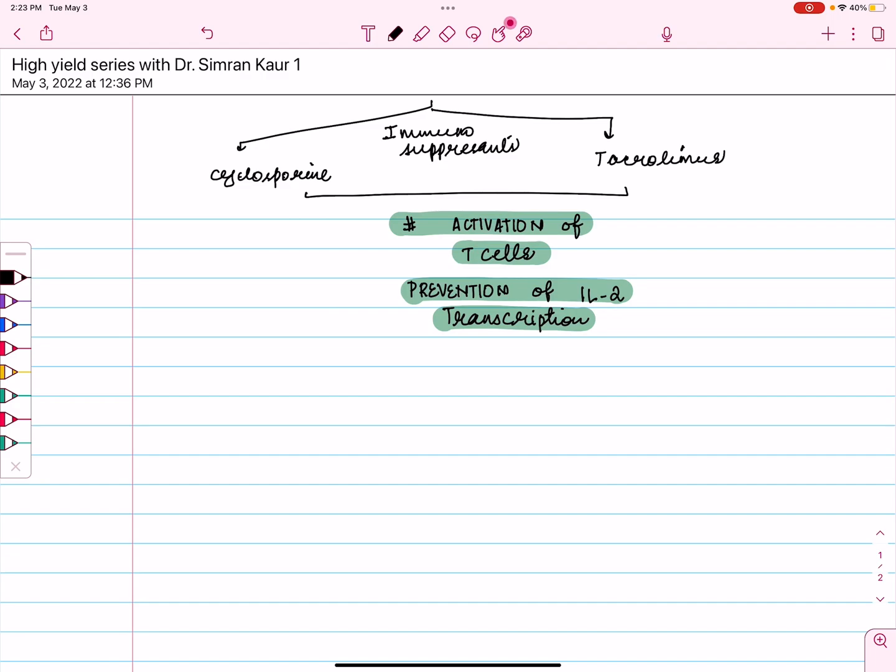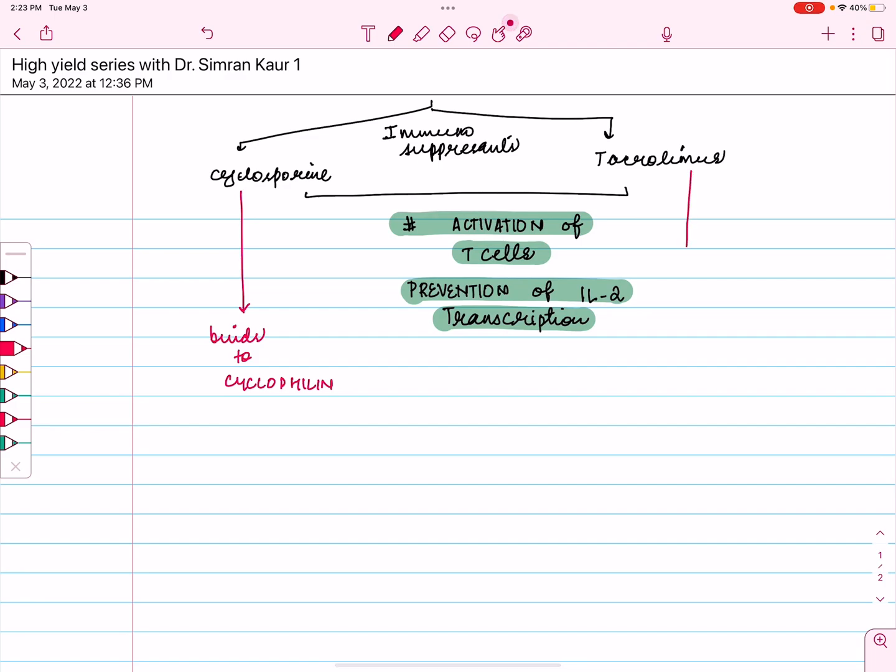But now the question arises, okay, what is the difference? Now remember guys, this is a keyword, so highlight it. Cyclosporine, it binds to dash. Your answer will be cyclophilin. It binds to cyclophilin. So it's easy to remember: cyclosporine, cyclophilin, right?